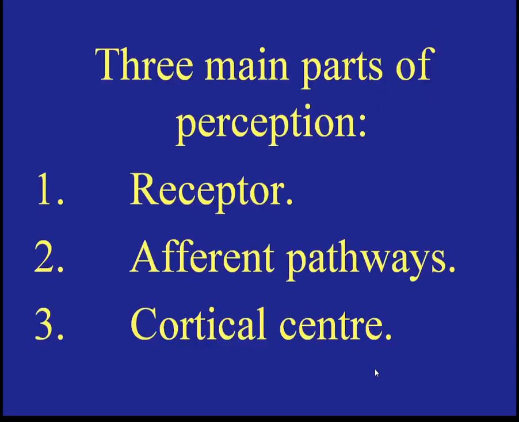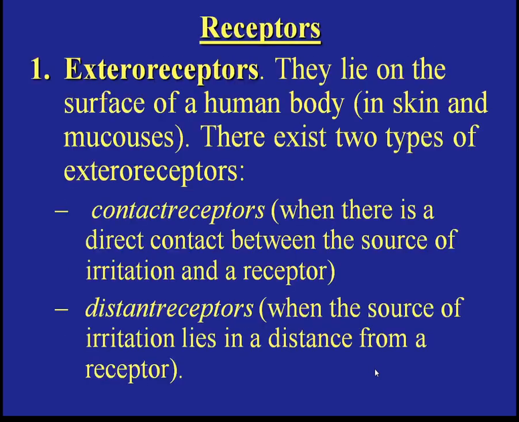We know 3 main parts of perception according to this: receptor, afferent pathways, and cortical center. Today we will describe the first 2 parts of perception: receptors and afferent pathways, and then pathology. Receptors. Classification and types, modalities of receptors.